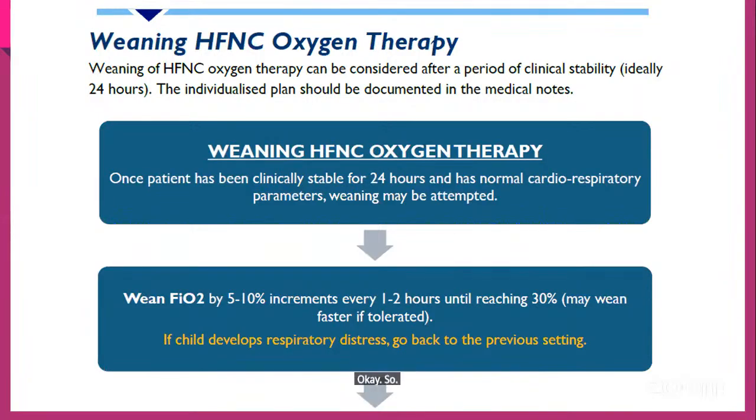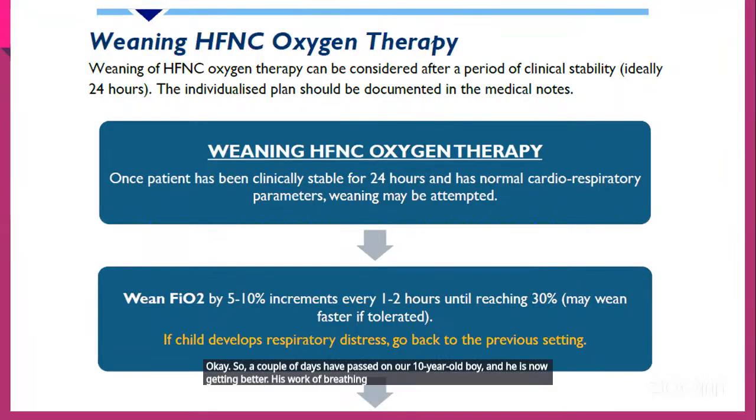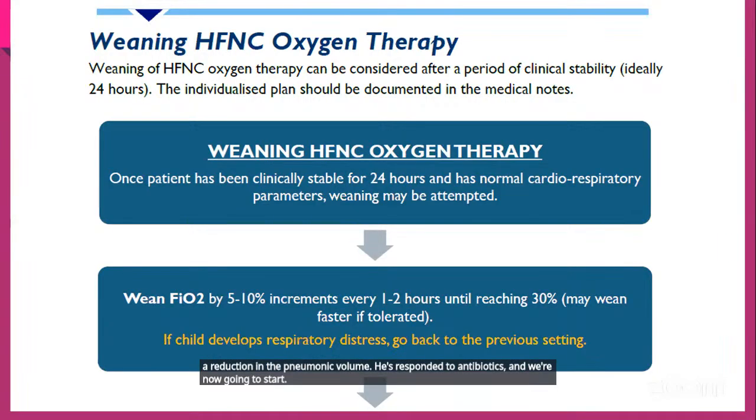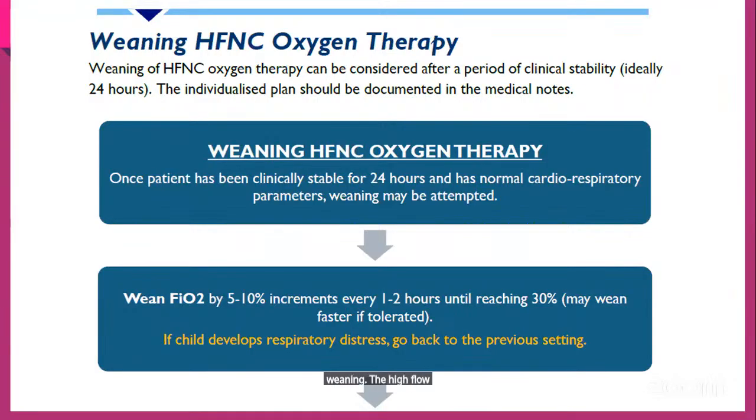So a couple of days have passed on our 10-year-old boy, and he is now getting better. His work of breathing has improved. The repeat chest X-ray has shown a reduction in the pneumonic volume. He's responded to antibiotics, and we're now going to start weaning the high flow. With high flow, because it is a pressurized system, you can't just remove it. Okay? As you've built it up, you have to step it down. Okay? So weaning high flow: once the patient has been clinically stable for 24 hours and has normal cardiorespiratory parameters, we can start attempting weaning.